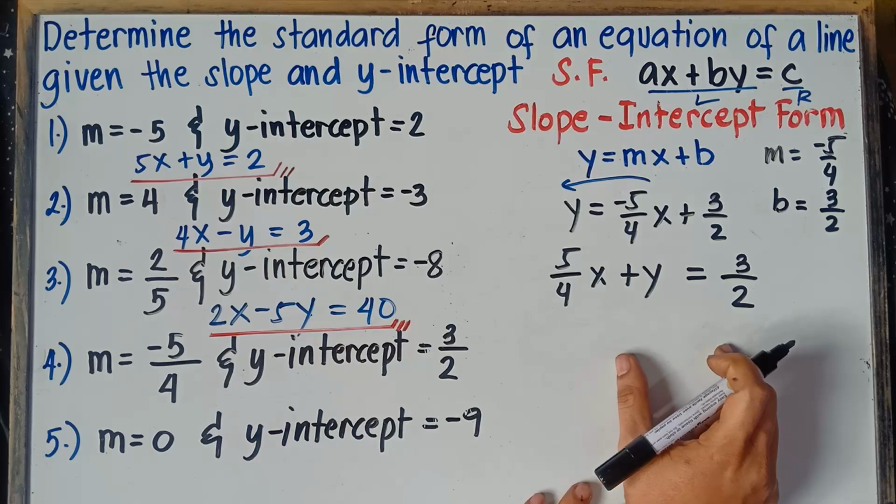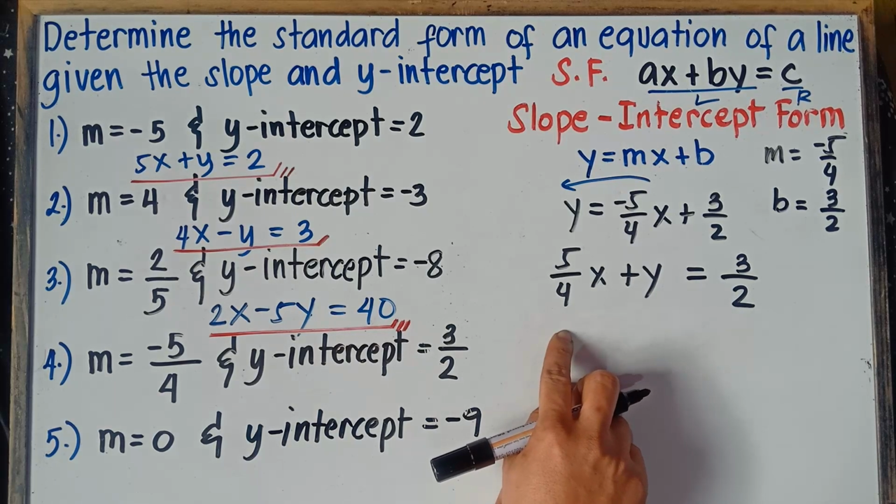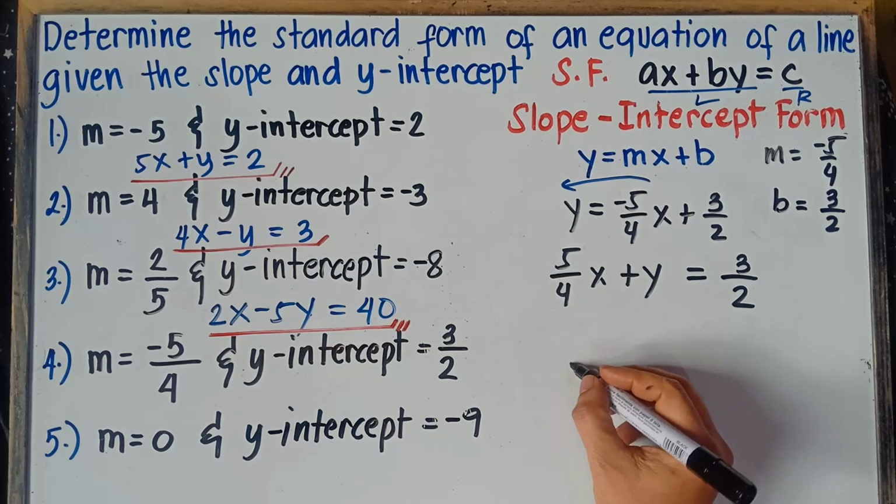What do you mean by that one, sir? That number can be divided by 4, that number can be divided by 2. What's the answer, class? That's correct. It should be 4, right?